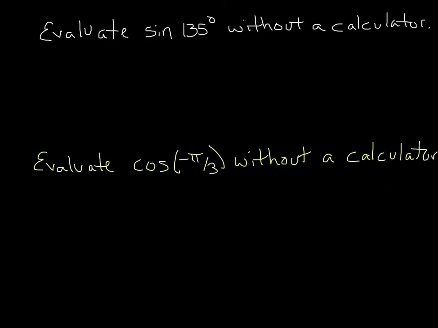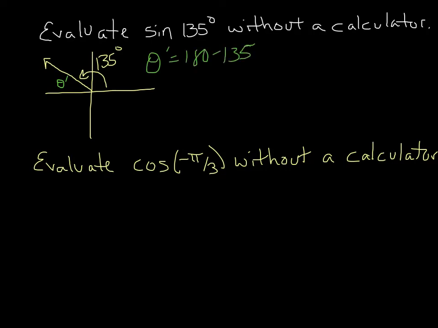Okay, a couple more. Without using a calculator, we want to evaluate the sine of 135. The first thing is we need to figure out which quadrant 135 lies in. Well, 135 is less than 180, so it's going to be somewhere over here. So here's my 135. I need to know what is theta prime, what is its reference angle? Theta prime would be 180 minus 135, which means my reference angle is 45 degrees.